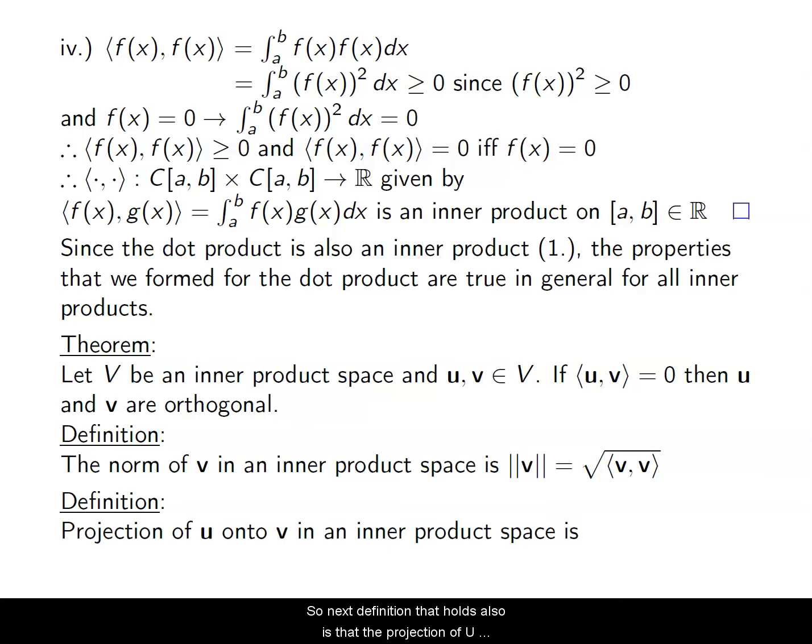Okay, so next definition that holds also is the projection of U onto V in an inner product space. So same formulas, but instead of dot products, your norm squared is going to be V inner product V, and you're going to have U inner product V on top, and you're still going to multiply that across your vector V, because that's the one you're projecting onto, right? Remember, this is a scalar multiple of V itself, right? So again, same rules as for dot products. It's just that everything is an inner product now, right? U inner product V over the norm squared of V, where this is really just V inner product V, right?